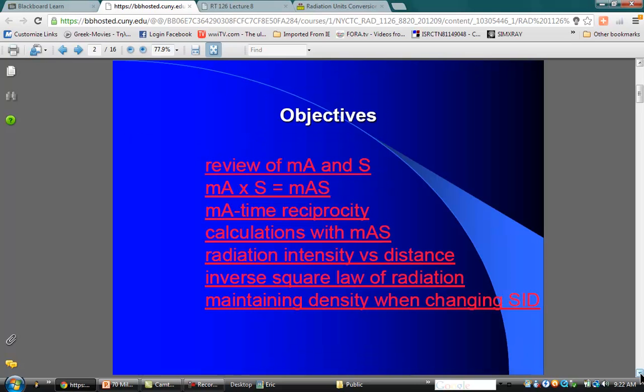So we'll be talking about mA and time, we'll be talking about the mAs reciprocity law, and we'll do some calculations both with figuring out the intensity of radiation when you change your distance, as well as maintaining your mAs, which is what we did in the lab when you change your distance.